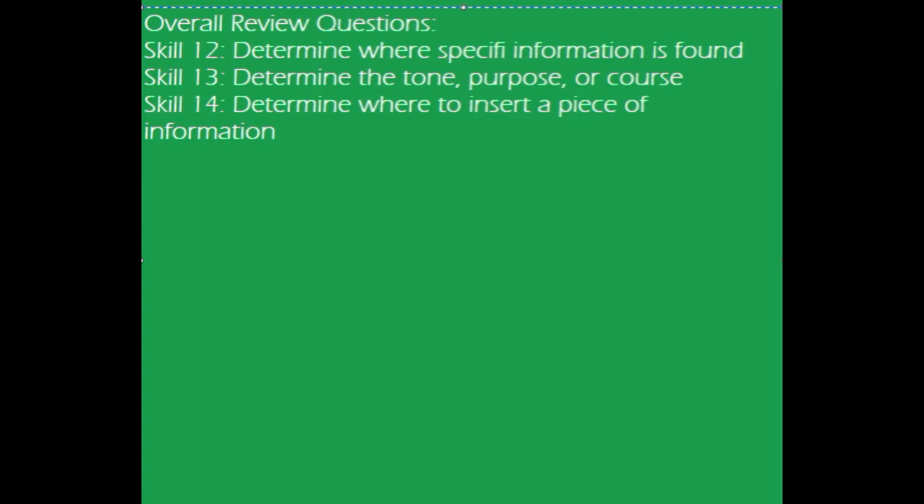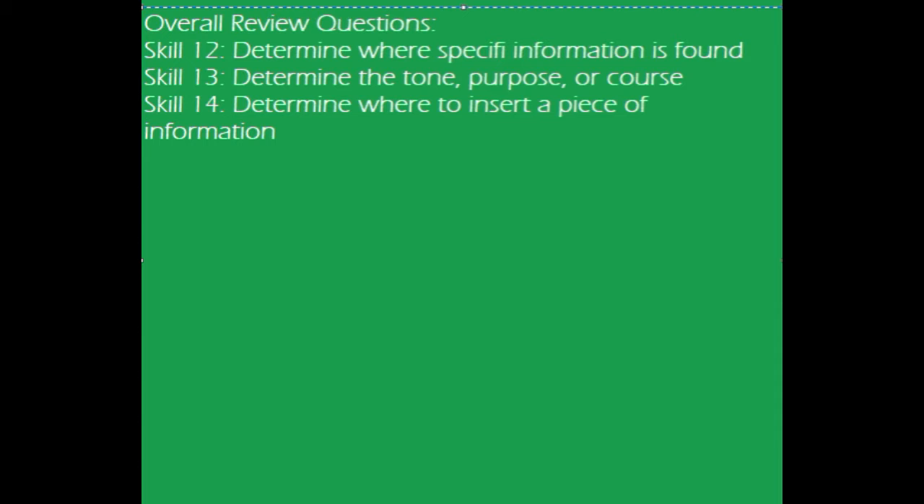These skills are overall review questions: determine where specific information is found, determine the tone, purpose, or course, and skill 14, determine where to insert a piece of information. And that's it, guys. So we have all the skills that we need to analyze. Before finishing this video, this one is gonna be the shortest because there are not as many skills as the others, like listening and structure. There were like 60 and the others were like 45, 40.